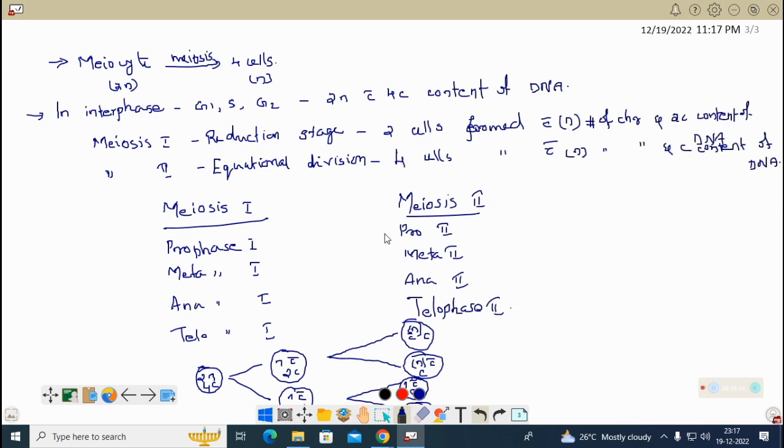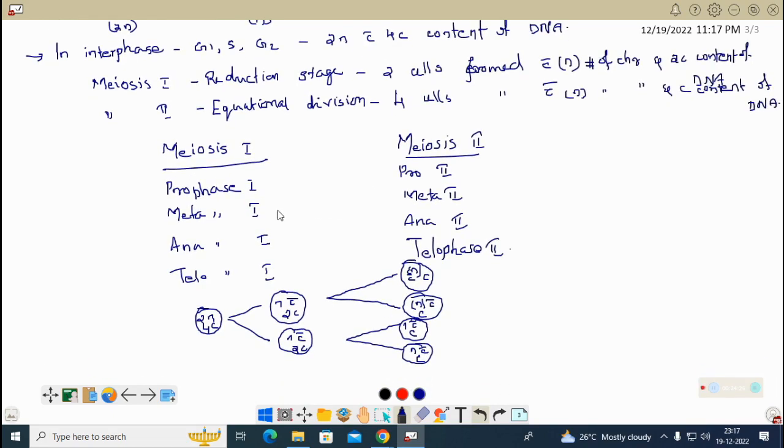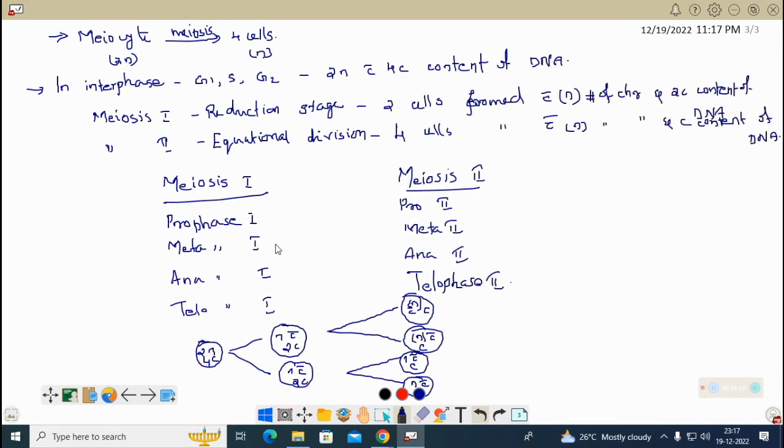So here you see meiosis, it is divided into meiosis 1 and meiosis 2. Meiosis 1 again has 4 different stages: prophase 1, metaphase 1, anaphase 1, telophase 1. Then prophase 2, metaphase 2, anaphase 2, telophase 2 in meiosis 2 also.